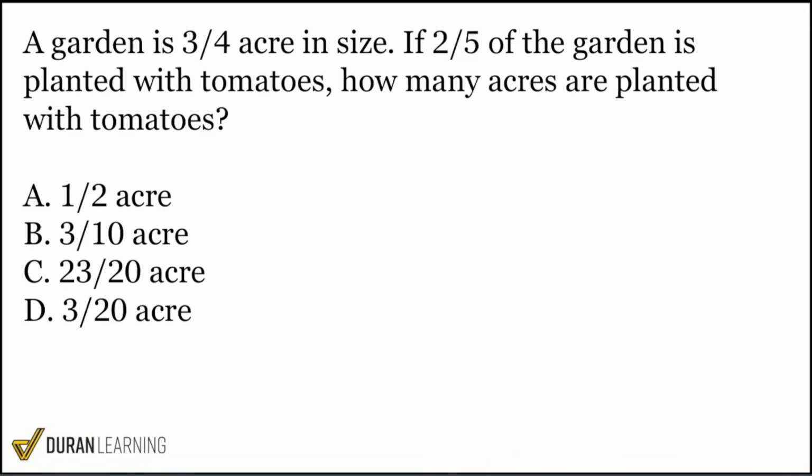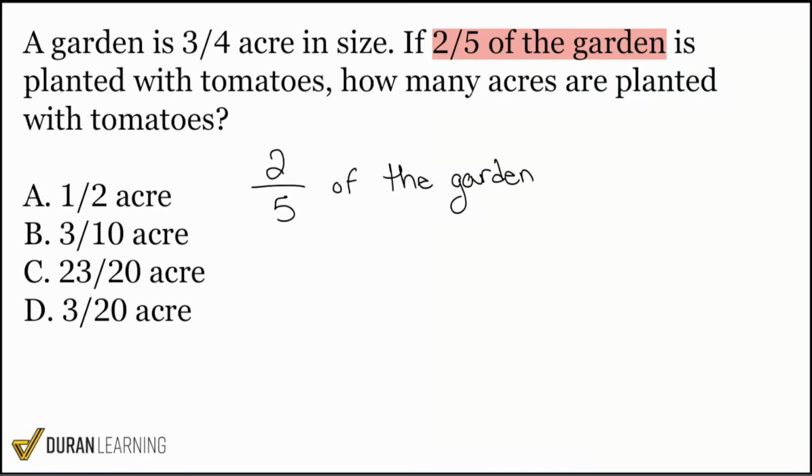Sounds good. So when we see here, the way that the question is worded, let me highlight this: 2/5 of the garden is planted with tomatoes. How many acres is that? So here it says, and I'm going to write this very carefully, 2/5 of the garden. Everybody, quick question. How many acres is the garden?